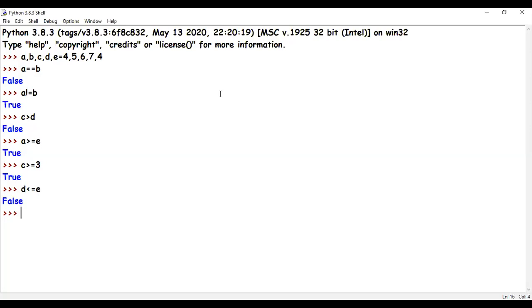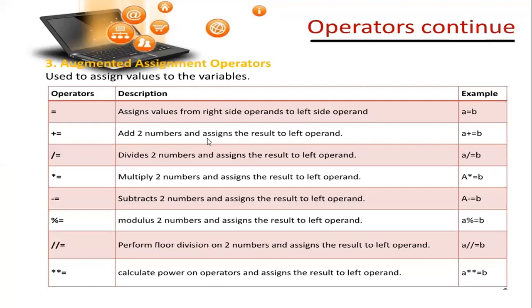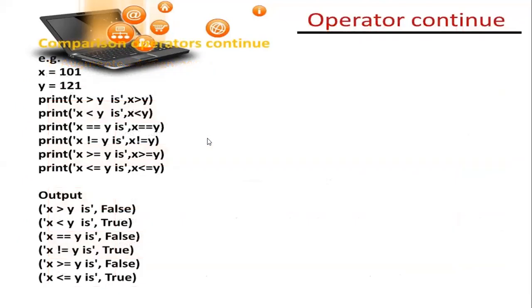Now let's take the opposite. Let's say E is less than or equal to D. Now what will it tell me? True. Why? Because E is 4 and D is 7. Yes. So this is how relational operators are used. They are only used to tell us what? They are only used to tell us true or false of a given situation. Okay. Have you understood this?